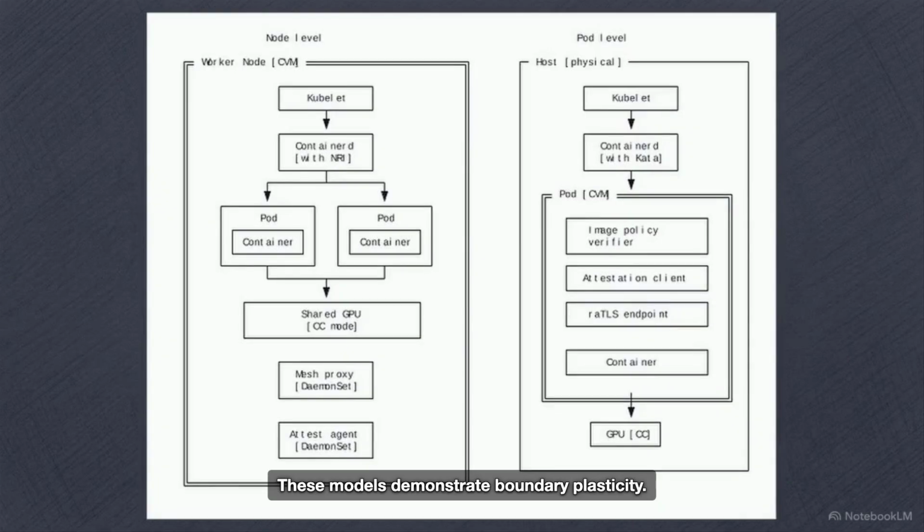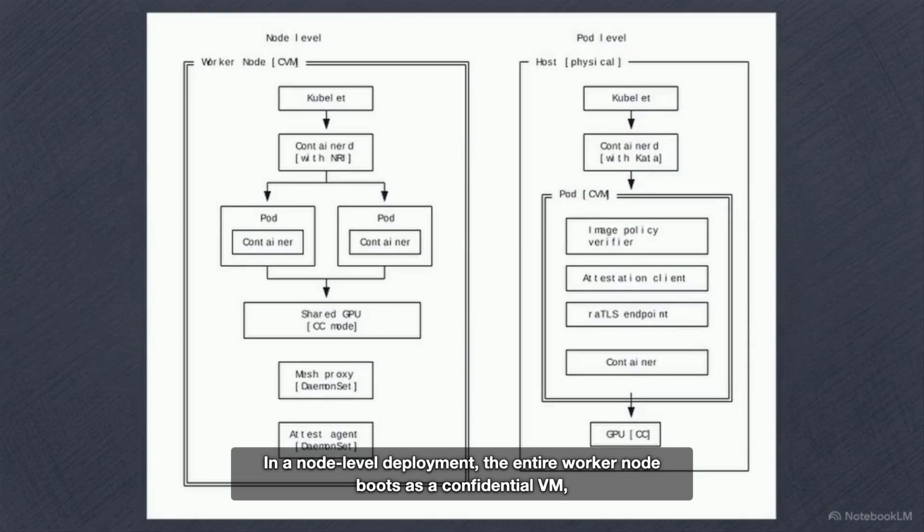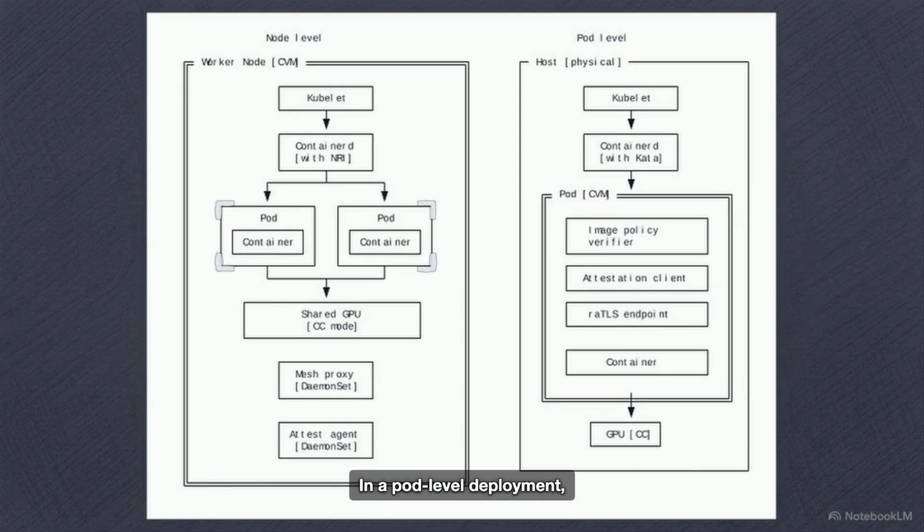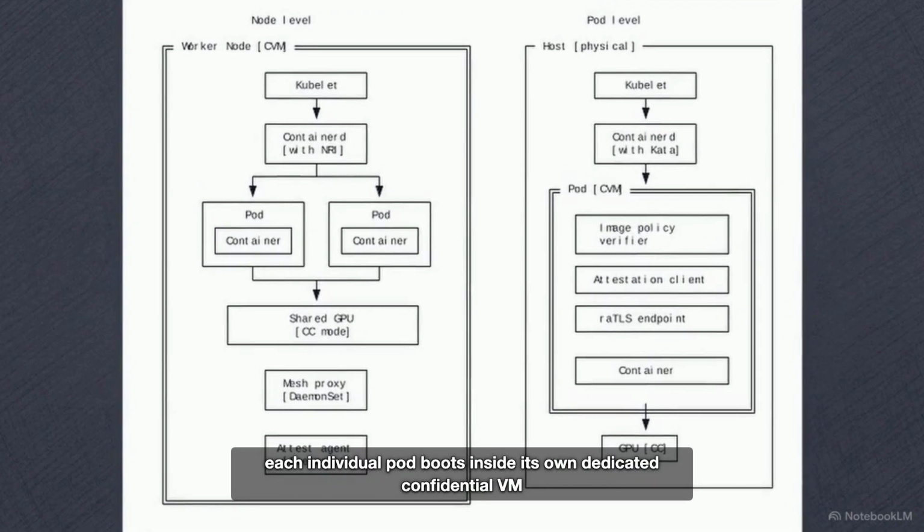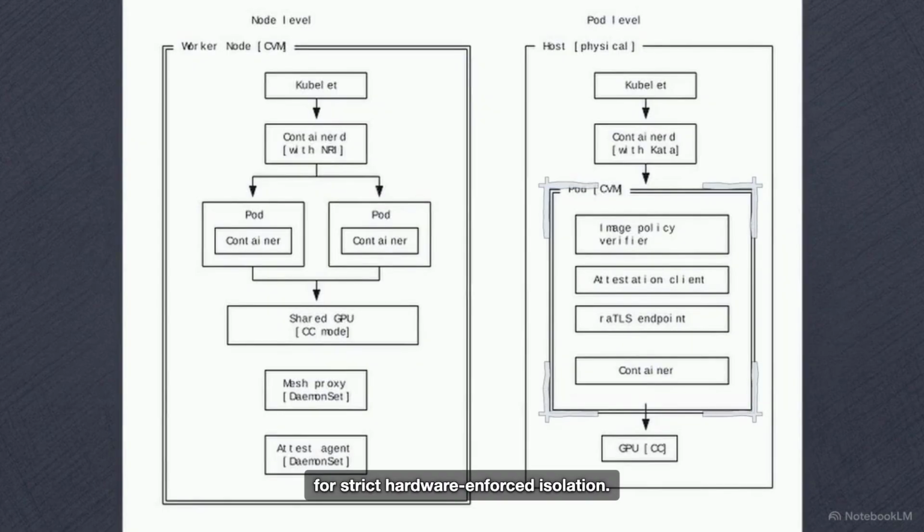These models demonstrate boundary plasticity. In a node-level deployment, the entire worker node boots as a confidential VM, allowing multiple pods to share hardware-isolated memory. In a pod-level deployment, each individual pod boots inside its own dedicated confidential VM for strict hardware-enforced isolation.